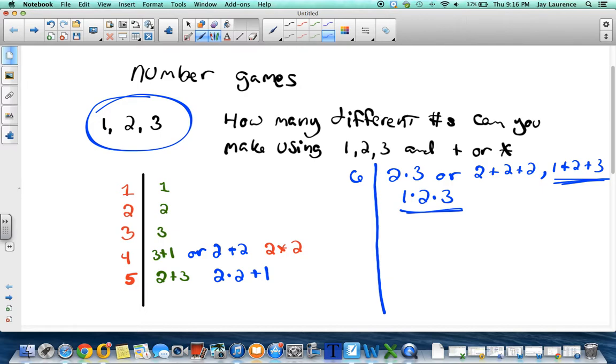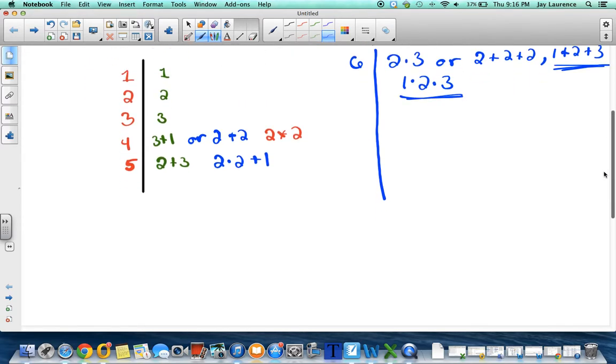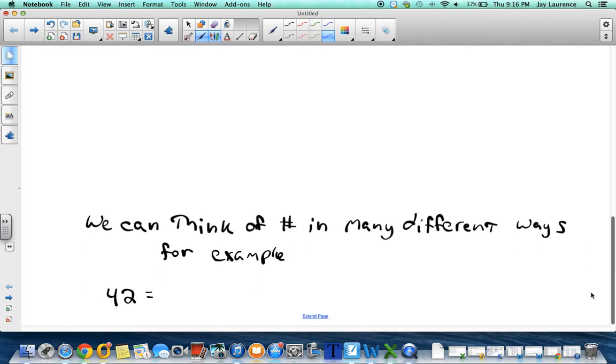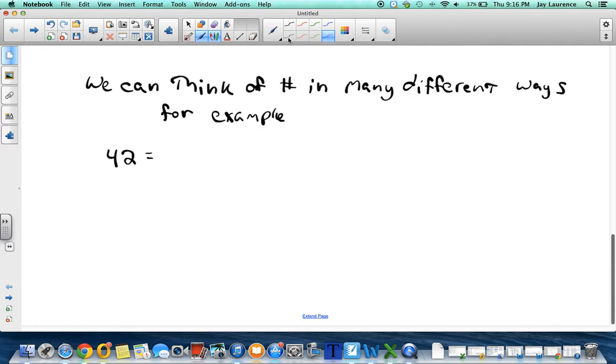All right, you're going to play a number game like this in class, not for the entire period, but you're going to try to make as many different numbers as you can using a certain set of numbers and only a couple of operations. All right, so now we can think about numbers in different ways.